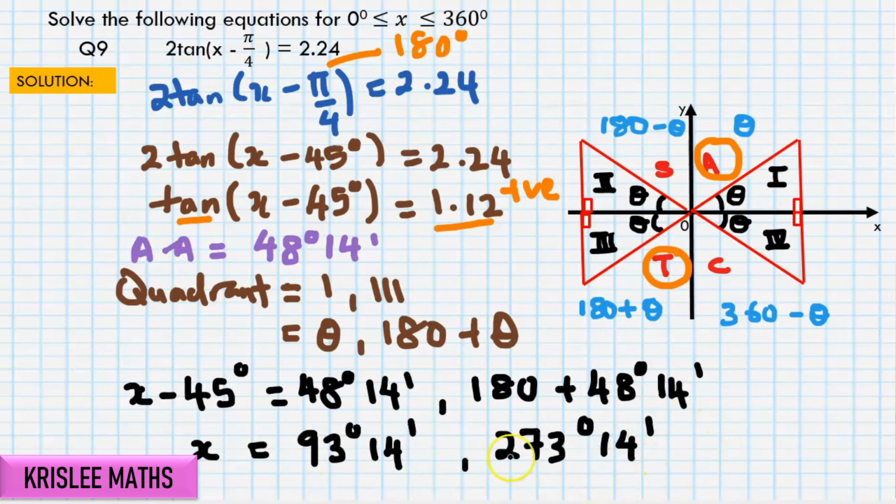So with that we have solved question 9, and before that you need to check if the values of x fulfill the given range of x. So the x must lie between 0 and 360. So the answers here do fulfill the range given. Therefore, these are the final answers.